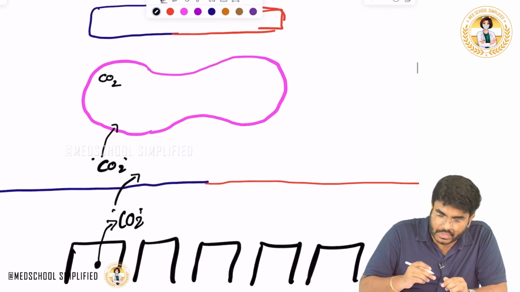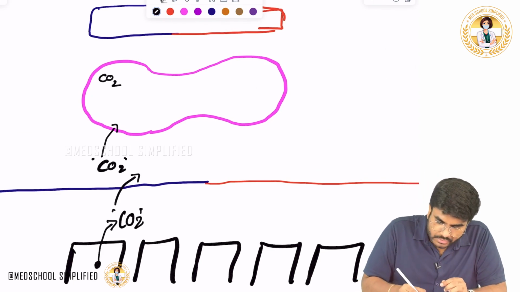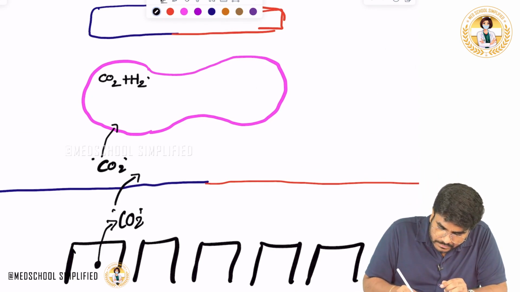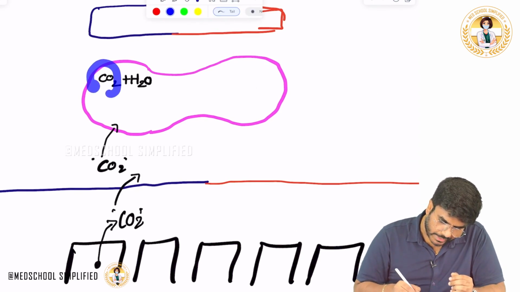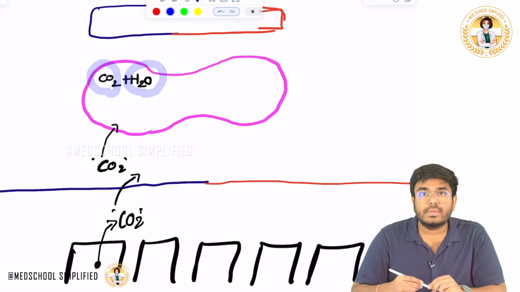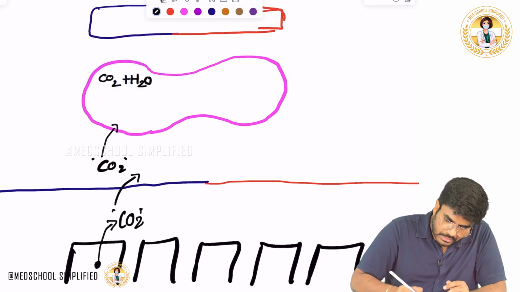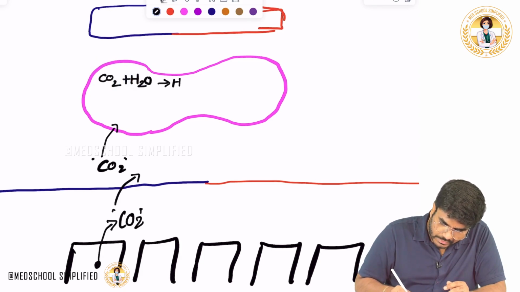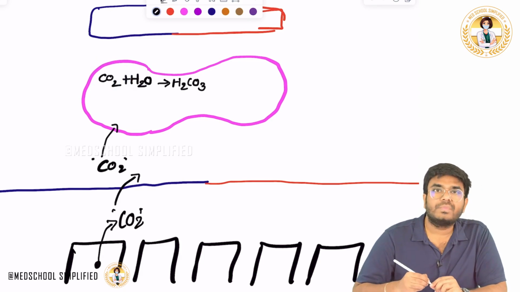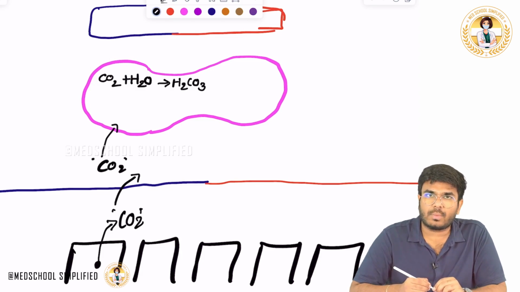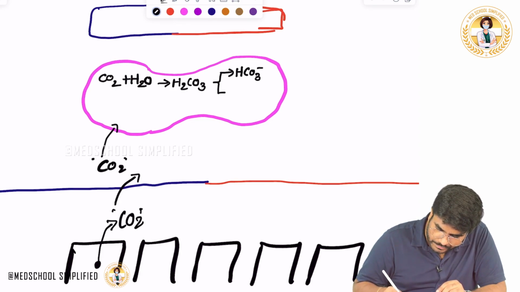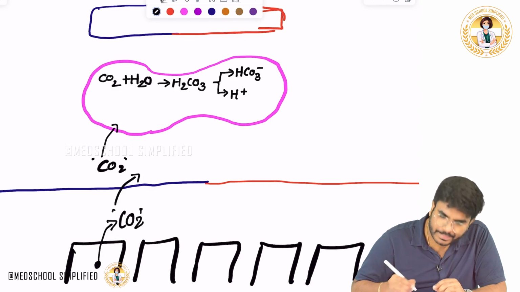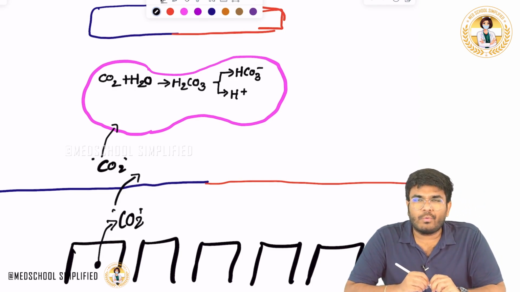After entering into the cell, what will this carbon dioxide do? It's going to react with the water. Carbon dioxide reacts with water within the RBC, forming H₂CO₃. Now this H₂CO₃, with the help of the enzyme carbonic anhydrase, is going to split into HCO₃- and H+.